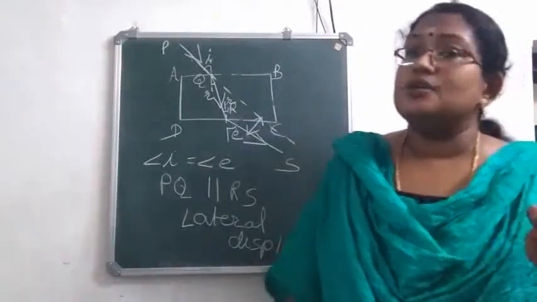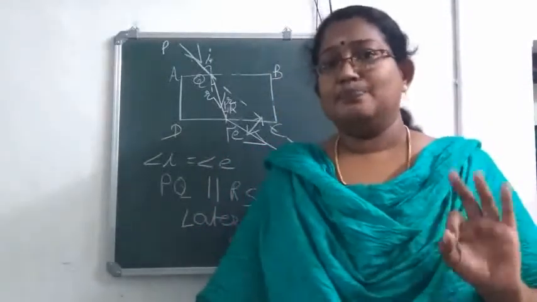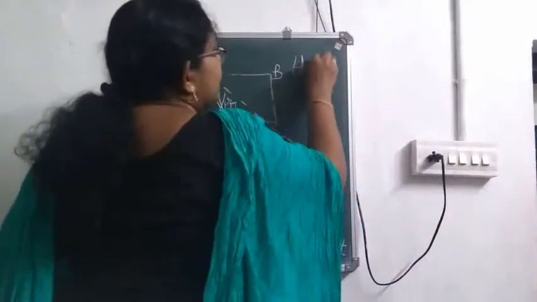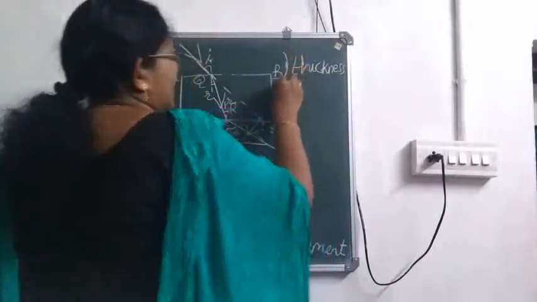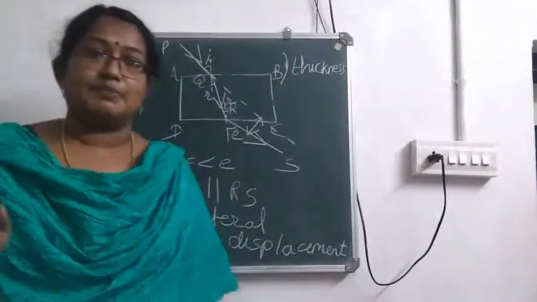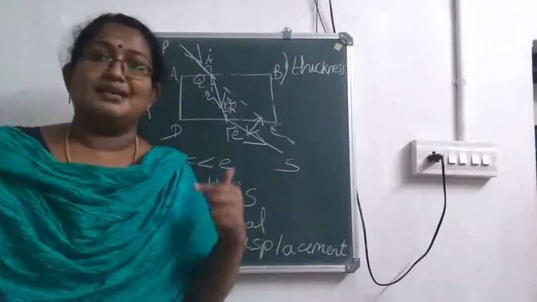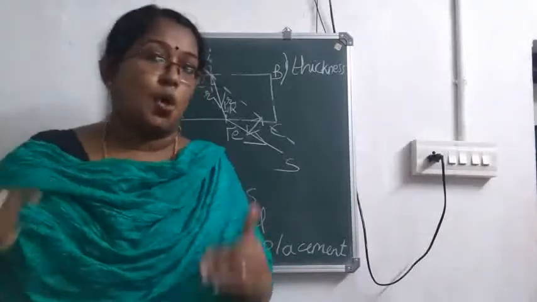And this lateral displacement depends on three factors. First one is the thickness of the slab. This question also came many times for the board exam: name the factors on which lateral displacement depends and how. State how this dependence holds.